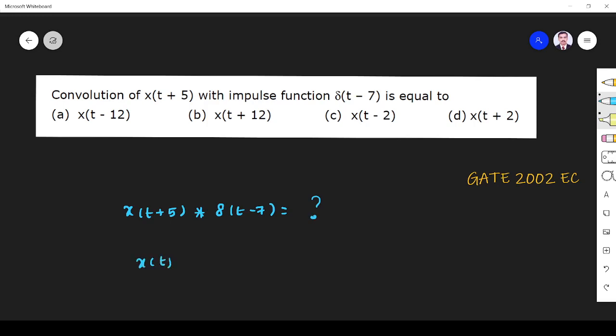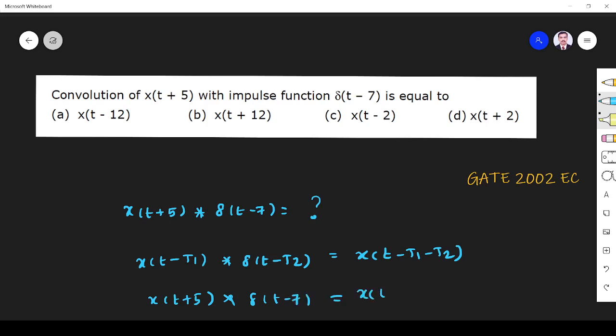We know the property of impulse: x of t minus t1 star delta of t minus t2 is given by x of t minus t1 minus t2. This is the property. So x of t plus 5 star delta of t minus 7 is given by x of t plus 5 minus 7, that is equal to x of t minus 2.